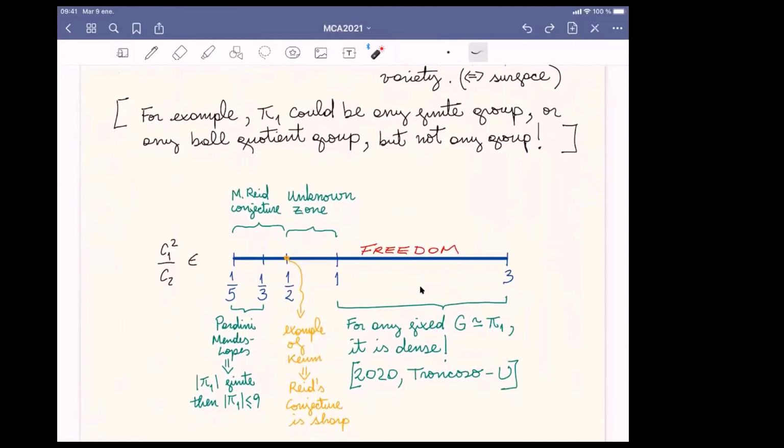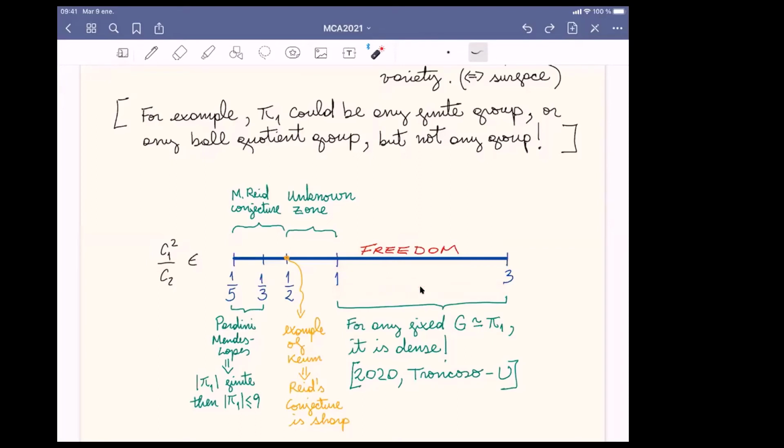The theorem is that if you fix the group, so let me go directly to the theorem, 2020, Troncoso and me. Troncoso was my PhD student a year ago. If you fix G, then you have density, so complete freedom between 1 and 3. So like in the simply connected case, but now from 1 to 3.